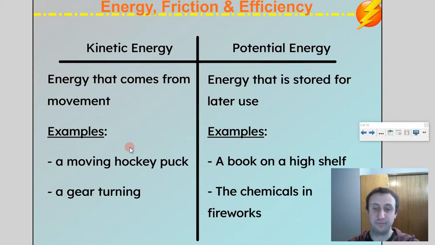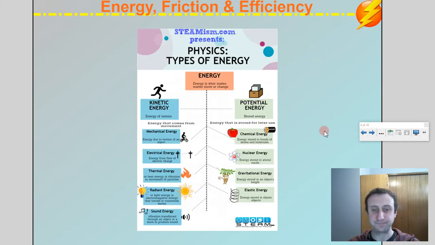Or an example of the chemicals in fireworks, right? There we have chemical potential energy that can get released once the firework is lit and blows up. Then it releases its energy. But until that happens, it is potential energy. It's stored energy that can be used later.